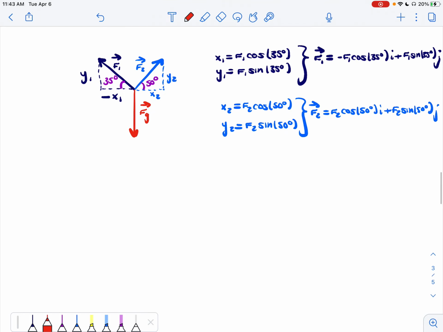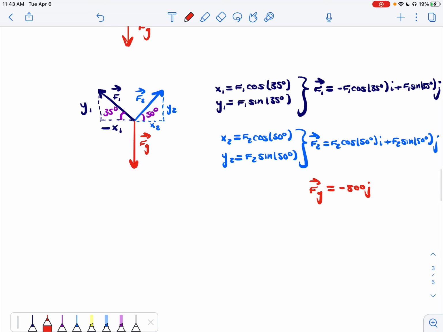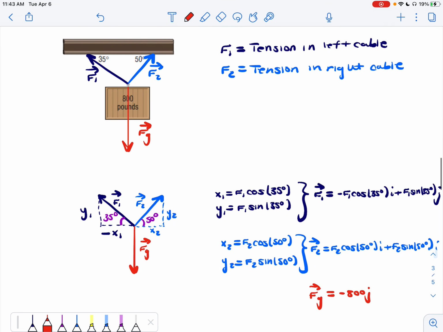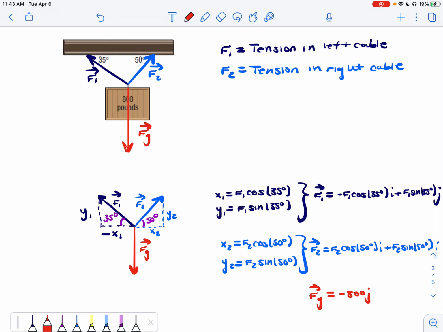And then lastly, our force of gravity, that's pointing down, and it was an 800-pound weight. So that is going to be negative 800 in the j direction. We now have all of our force vectors. One thing to think about, if we think about the physics of this situation, it says that this 800-pound weight is being suspended from these cables up here.